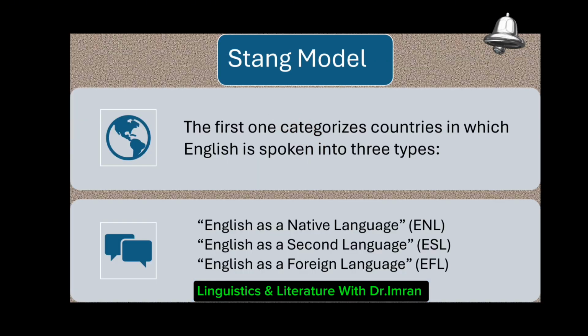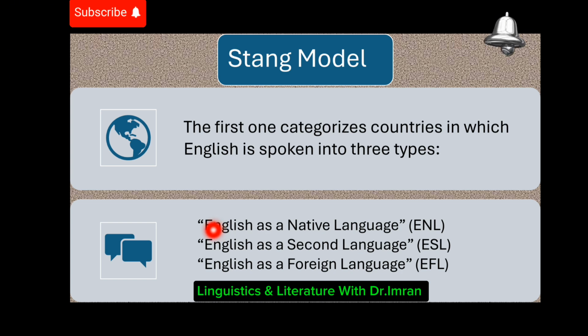First, we talk about this Strang model. The spelling R is missing here. The first model categorizes countries in which English is spoken into three types. English as a native language. So this model categorizes countries in which English is spoken into three types. In some countries, English is used as a native language, for example in the UK, America, Australia, New Zealand, and Canada. So there, English is spoken as a native language.